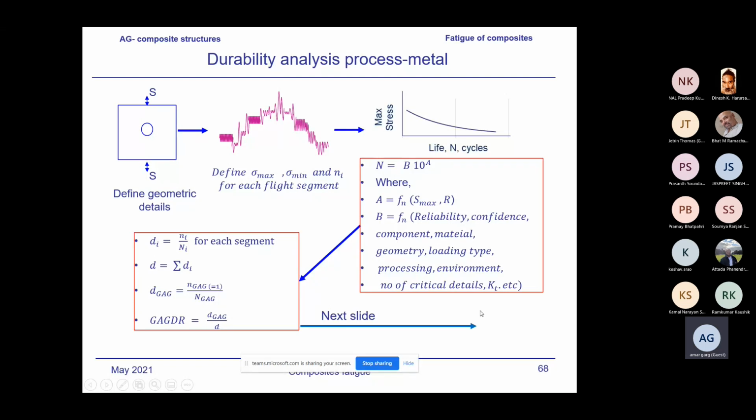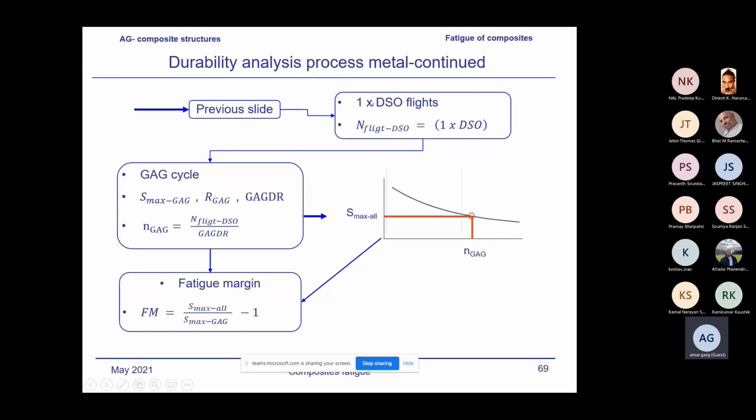Next slide. So what happens now? Suppose you are designing for one DSO. So N flight is equal to one DSO. Suppose it's, say, 50,000 flights. Determine the Geg cycle now: S max of the Geg cycle, R of Geg is the stress ratio for Geg. So the Geg damage ratio, all these are calculated.